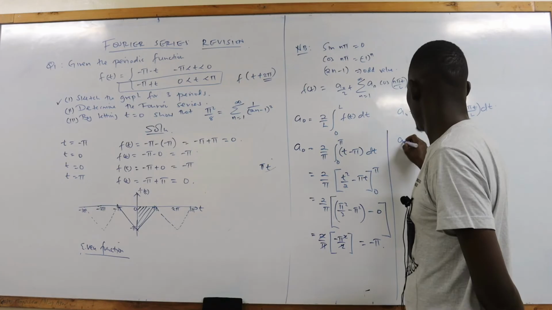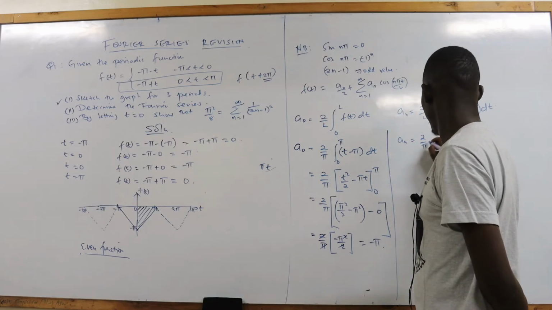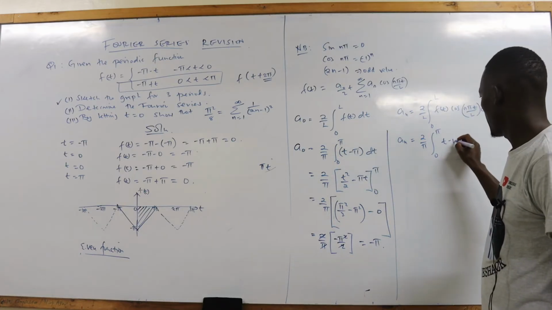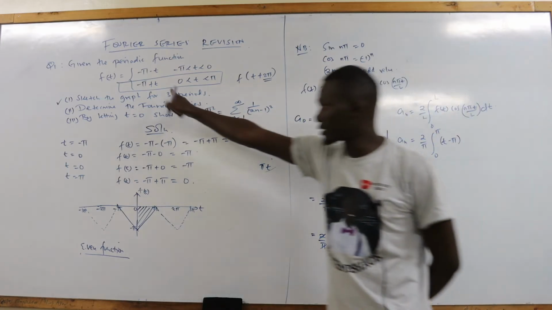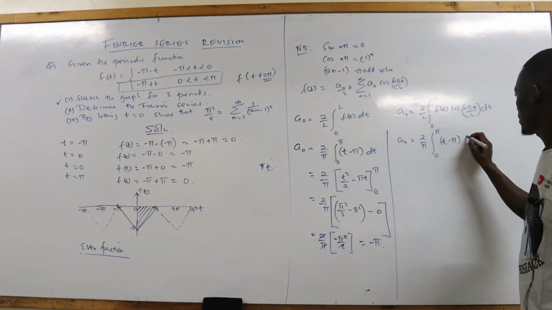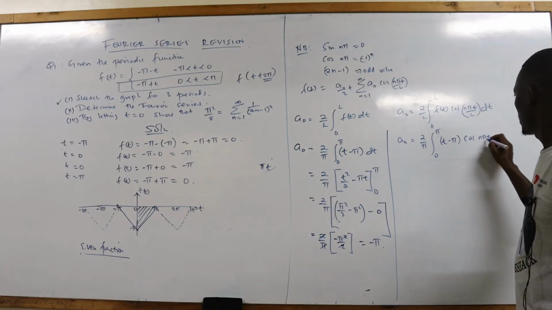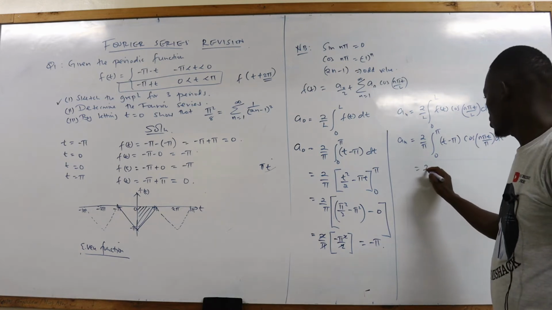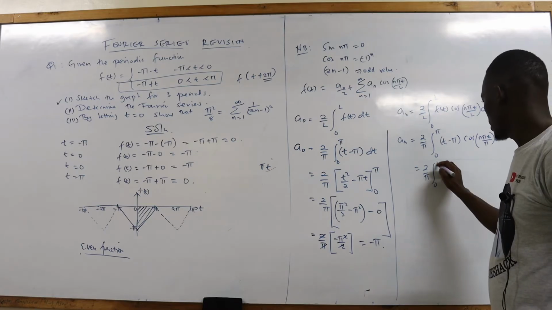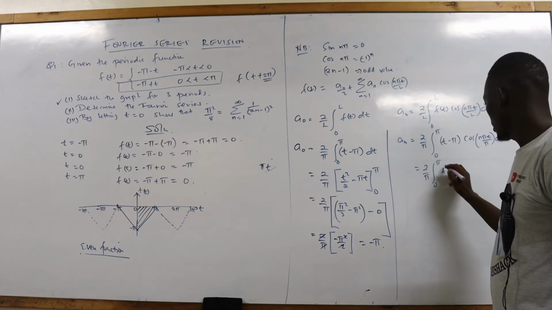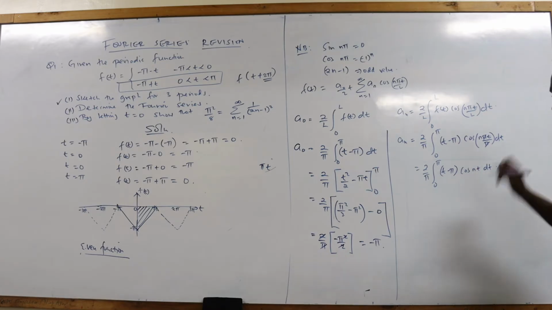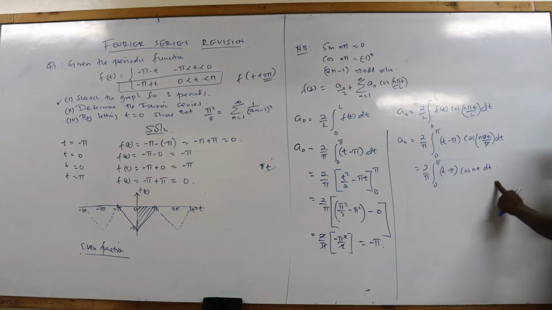Now let's come to an. Our an, again it is 2 over pi from 0 to pi. Our ft is the function here. Then cos n pi t. What is our L? Our L is pi. Then dt. So again, this one gives us 2 over pi from 0 to pi, t minus pi. Now let's see what our cos simplifies to become. The pi and the pi cancelled. Then you have nt, then dt. So this is your function that you're going to integrate.